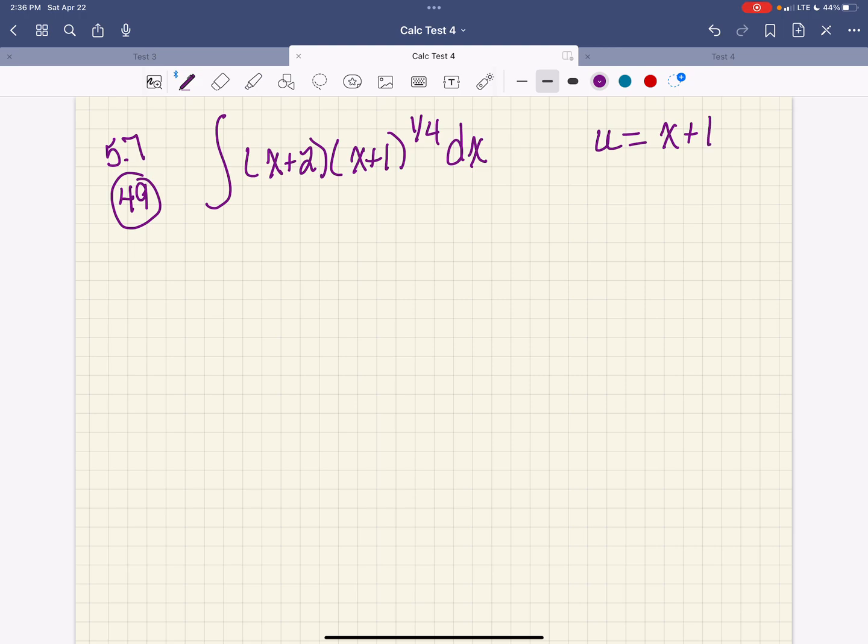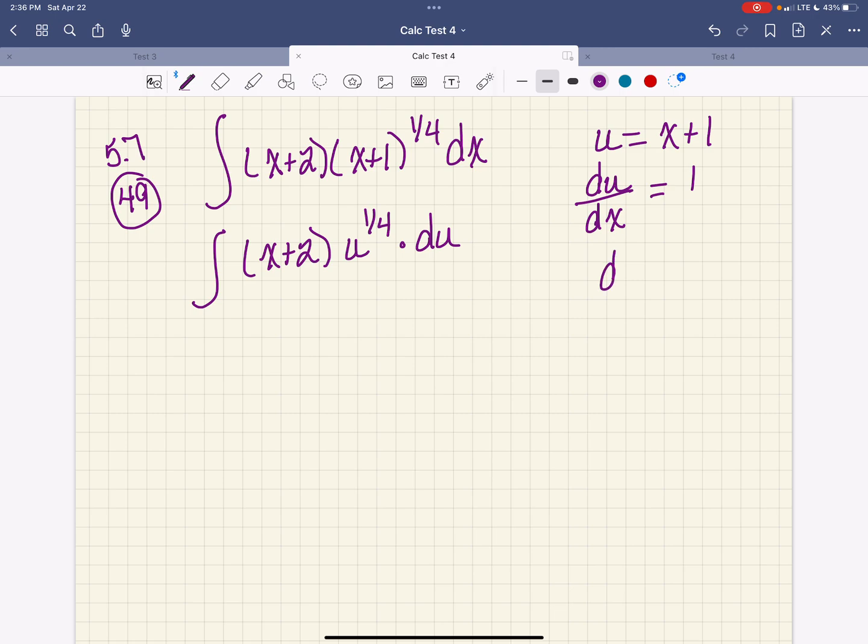Okay, and so then I've got du dx is going to equal 1. Okay. And what I'm going to do when I substitute these in, I'm not able to eliminate my x. So I'm left with x plus 2, and then I've got u to the 1/4 times du.